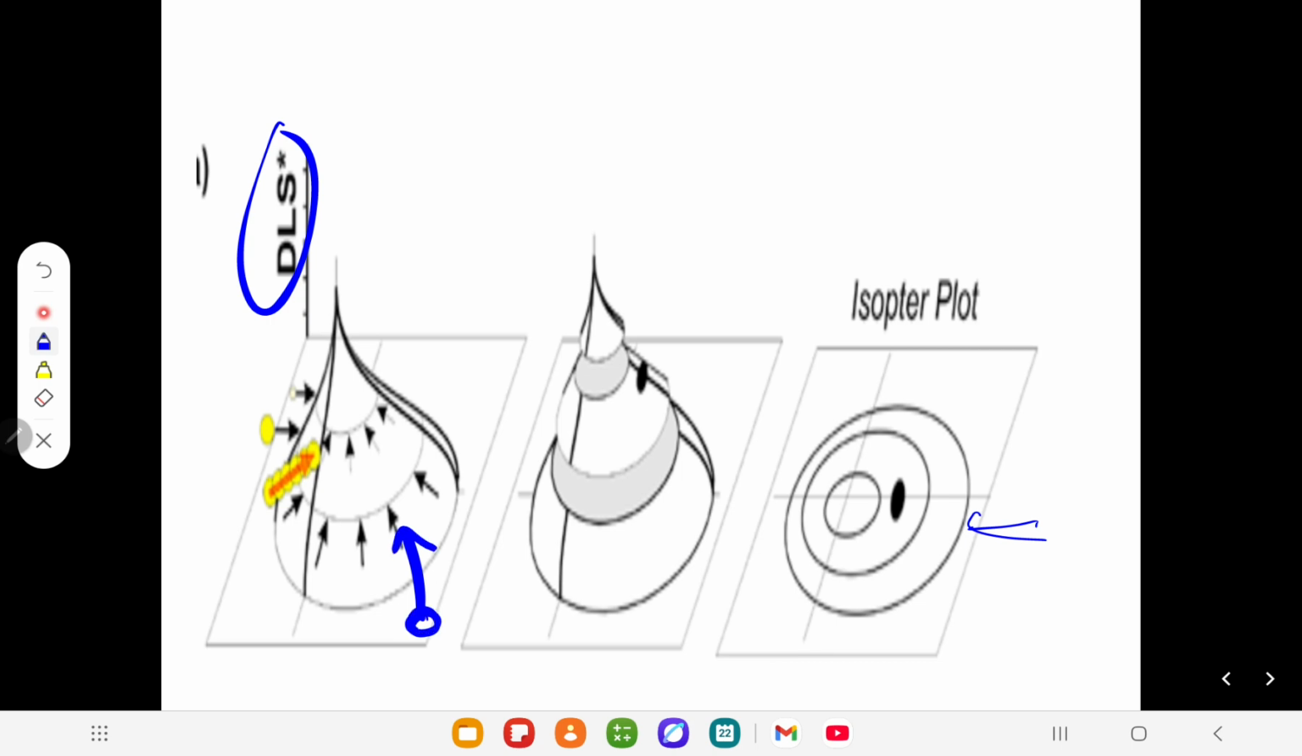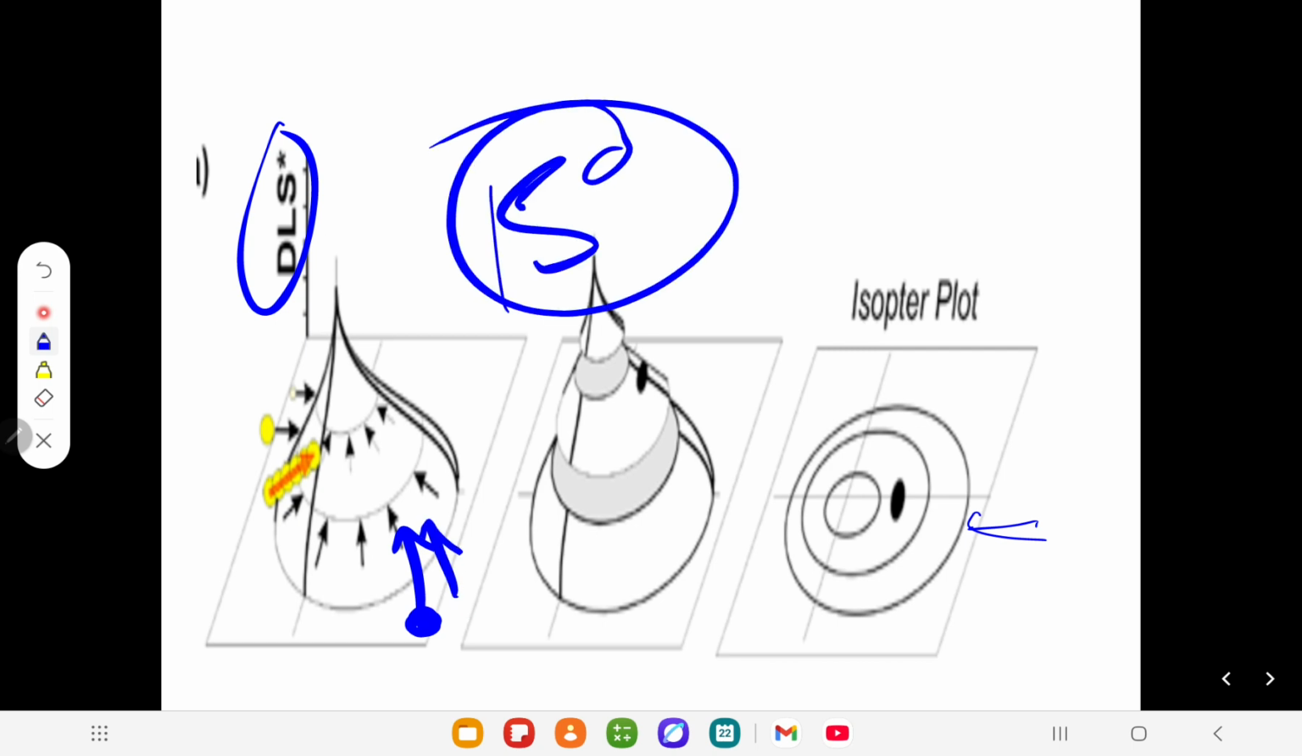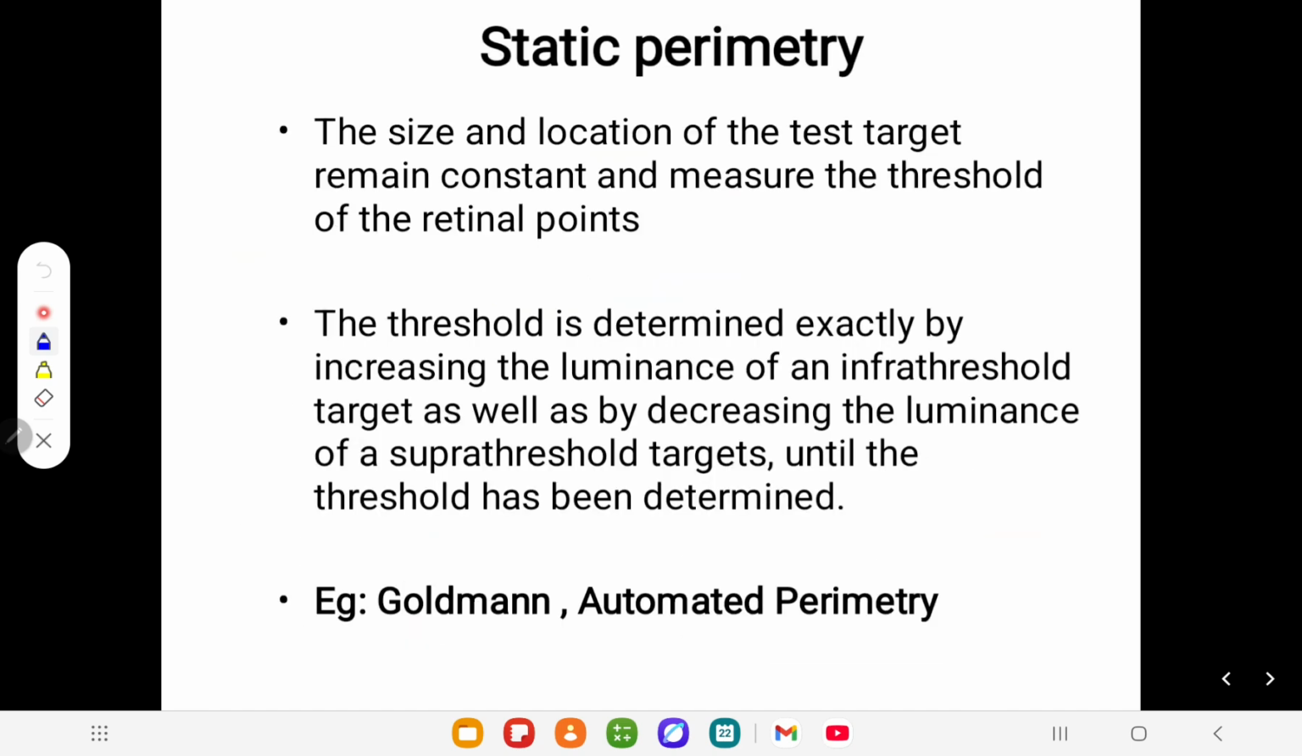Our stimulus is fixed size and fixed intensity, and we move from non-seeing area to seeing area horizontally, approximately 15 degrees space, isn't it? So static perimetry, now it's different. Now static means it's stationary. We do not move the stimulus from non-seeing to seeing. Okay, the size and the location of the target remain constant.